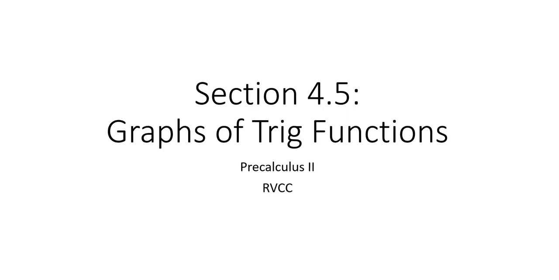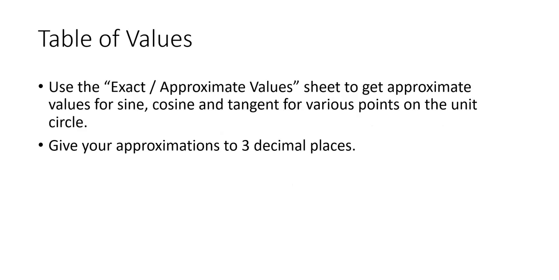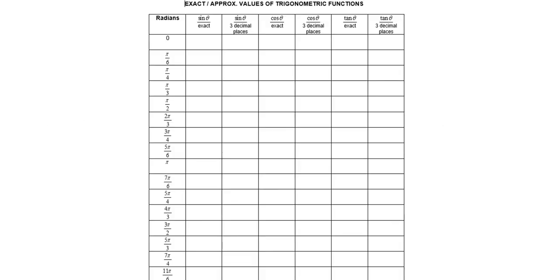One of the things you'll want to do is fill out that exact value worksheet that's on Canvas if you haven't already. It looks like a million things to fill out, but it's not really that bad. This is what that worksheet looks like. And so you start filling it in, like the sine of 0 is 0, so the exact value is 0, and the approximation is 0.